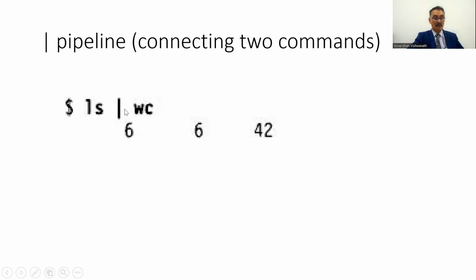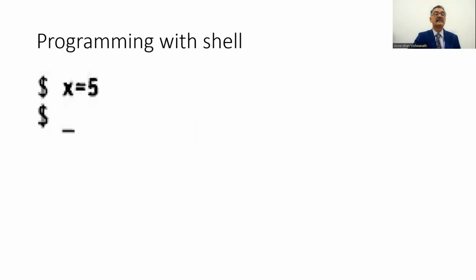Again, in the greater than operation also, there was no output displayed here, but it was saved into the list file. But here, when I say ls pipeline wc, the output of ls, that is the total number of files in the directory, is taken by wc. You need not create a file. wc will count 6, 6, and 42 here. The file name is missing because it is not saved in a file. So both operations are the same. For example, ls greater than list, then wc list also gives me these details. ls pipeline wc also gives me these details.